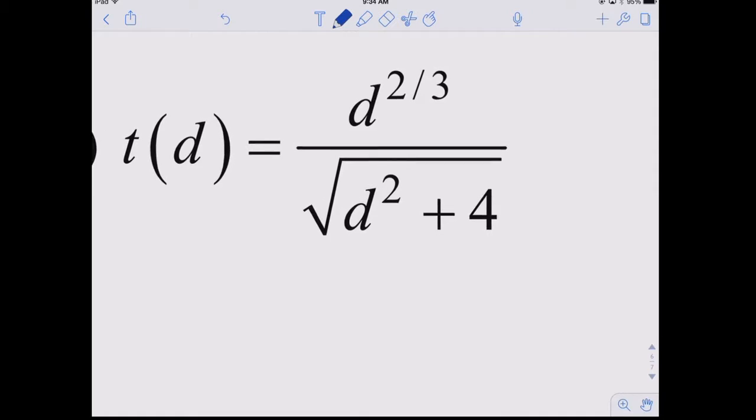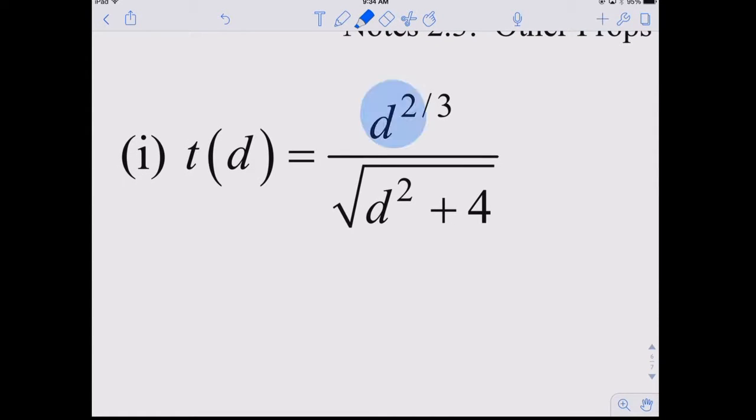Go. Even, odd, or neither. You have a quotient, right? So you can analyze each one independently, and then use your little trick: even over odd, odd over odd, and so on.